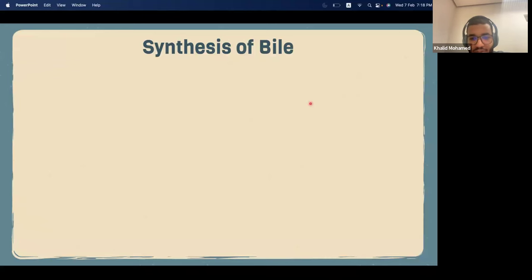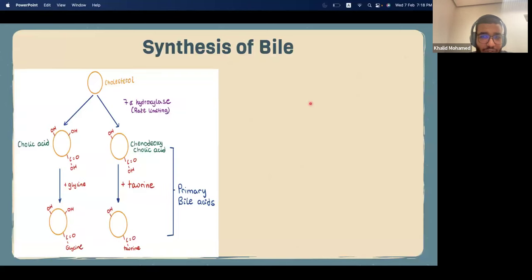Now let's get into the synthesis of bile. So in your lecture, you have a very complicated diagram, which has a lot of molecules that you don't know. Synthesis of bile is very simple. Cholesterol over here is turned into two molecules. One we call cholic acid, the other we call chenodeoxycholic acid. Okay, and this step is called hydroxylation.